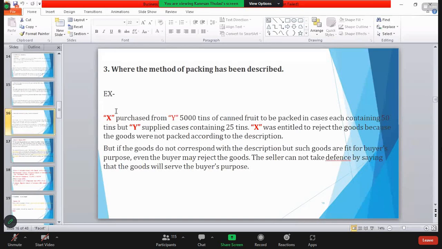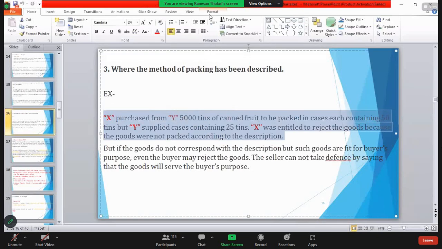See the example. X purchases from Y 5,000 tins of canned fruit to be packed in cases, each containing 50 tins, but Y supplies cases containing 25 tins. Think that he told that for a package, 50 tins should be there in a box. But actually, the seller stored 25 tins in a box. So again it's a breach of description. The method of packaging is totally wrong.